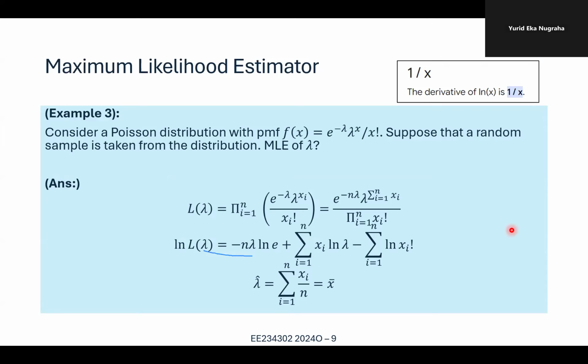So if we look at some examples here, consider a Poisson distribution with PMF, the probability mass function, f(x) equals e to the power of minus lambda times lambda to the x over x factorial. And we suppose that a random sample is taken from the distribution. What is the MLE of lambda? So what are we doing here?